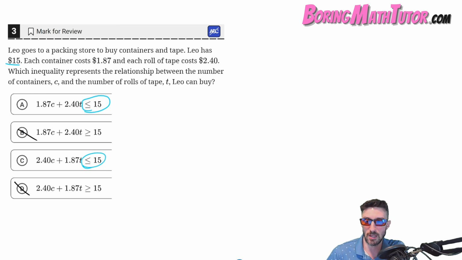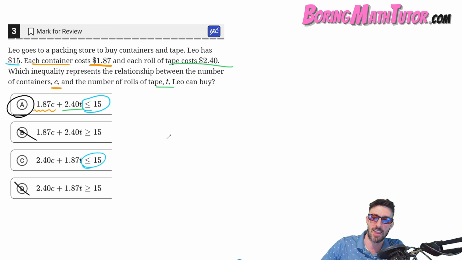And what are we going to end up paying? Well, we're going to end up paying $1.87 for each container. So that means we got to do 1.87 times C. And obviously you guys want to click off of the problem right now because you already know what's going to happen here. So the answer is A.